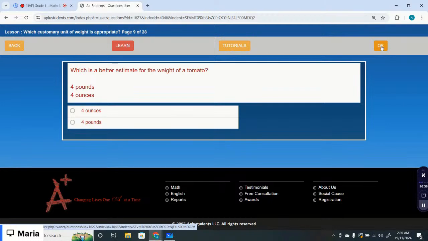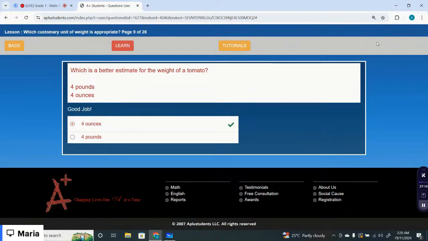Which is a better estimate for the weight of a tomato? Which is the correct option? The weight of a tomato, that must be 4 ounces. 4 pounds is too much for the weight of a tomato. Very good.